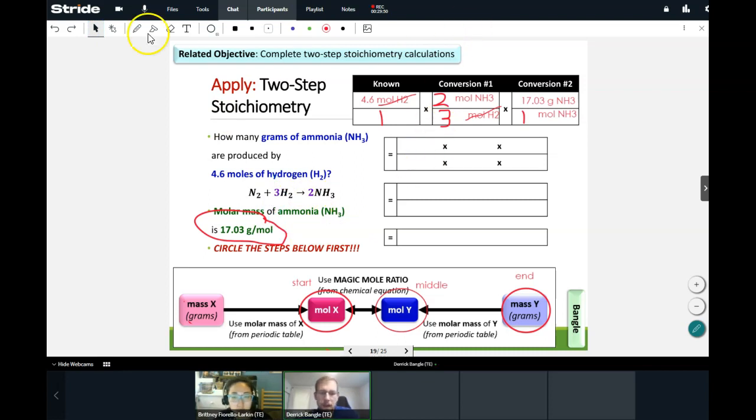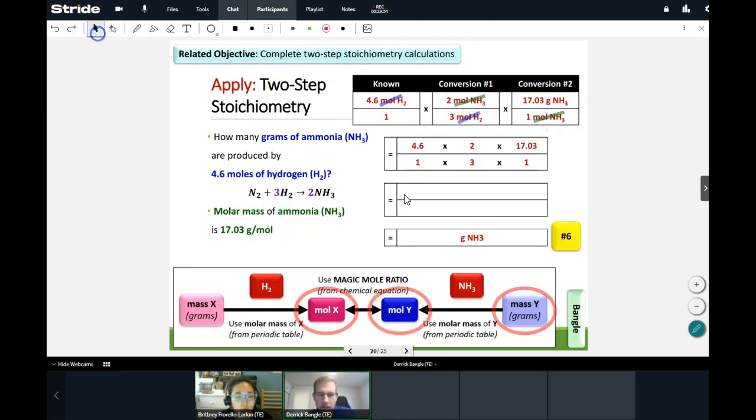Great. So now, everyone, go ahead and take your time and calculate this. So we have 4.6 over 1 times 2 over 3, times 17.03 over 1. We put them all together right here. So just multiply everything that's on top, multiply everything that's on the bottom. Go ahead and divide those because it's just a fraction. And then your final answer will go with the units grams of NH3.